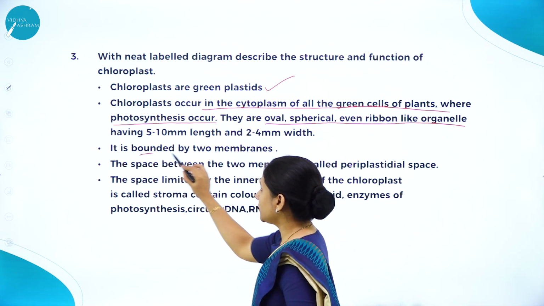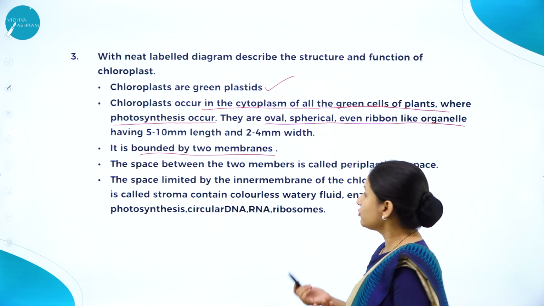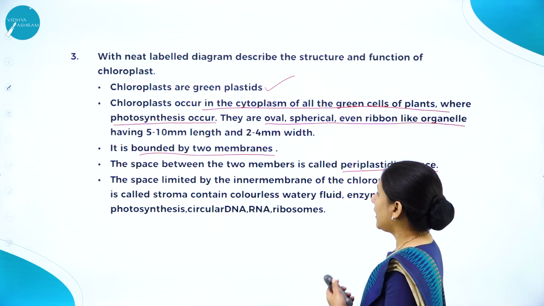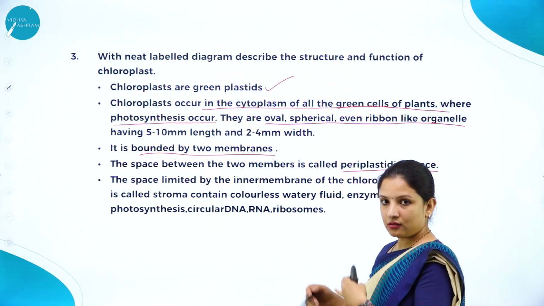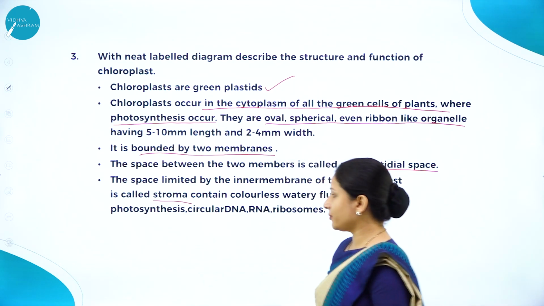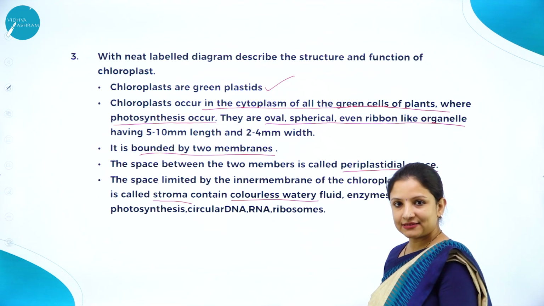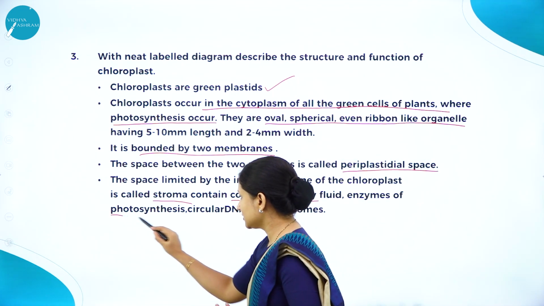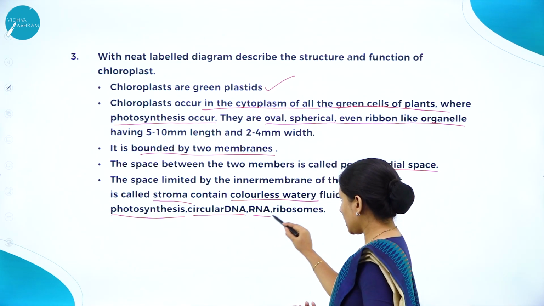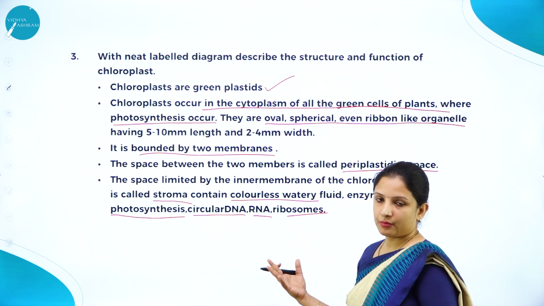It is also covered by two membranes, the outer membrane and the inner membrane, and between the two membranes there is a space which is called the periplastidial space. Inside the inner membrane they contain a fluid substance which is called stroma. The stroma is colorless. It contains a lot of enzymes which are needed for photosynthesis. Apart from that, it contains circular DNA, RNA, and ribosomes are also present in them. So this much you need to write about the chloroplast.